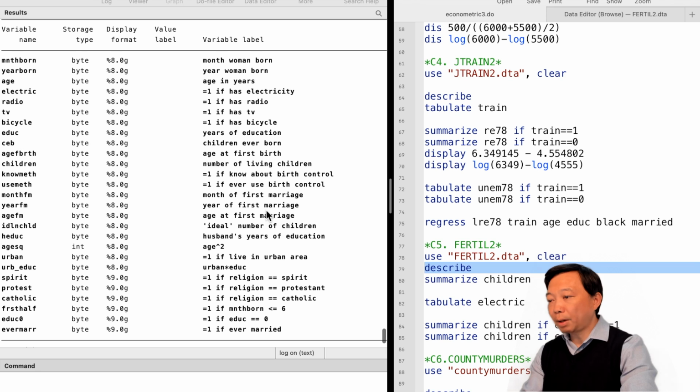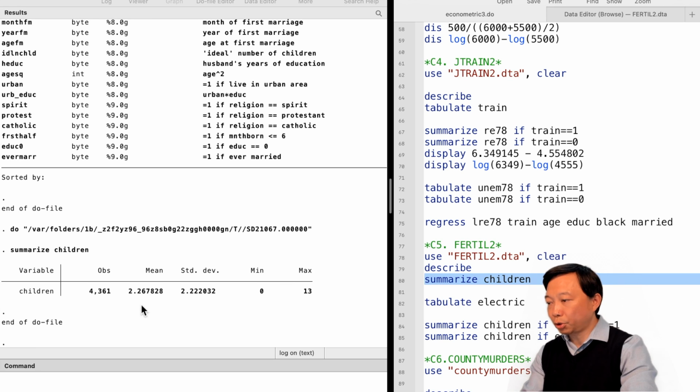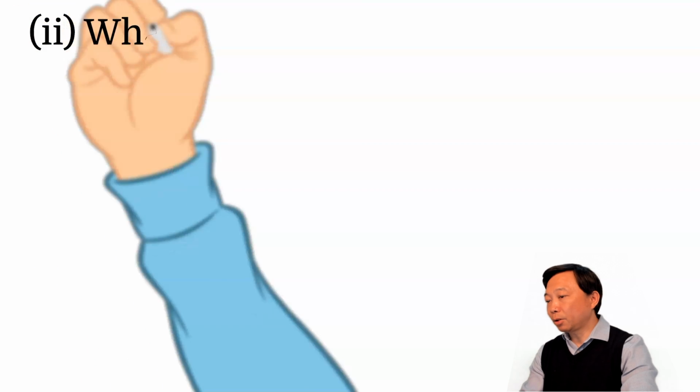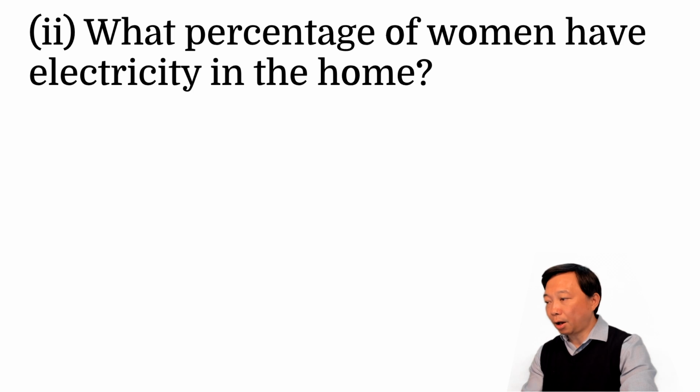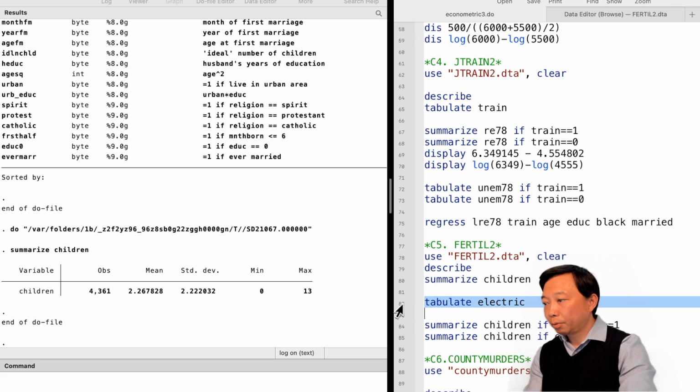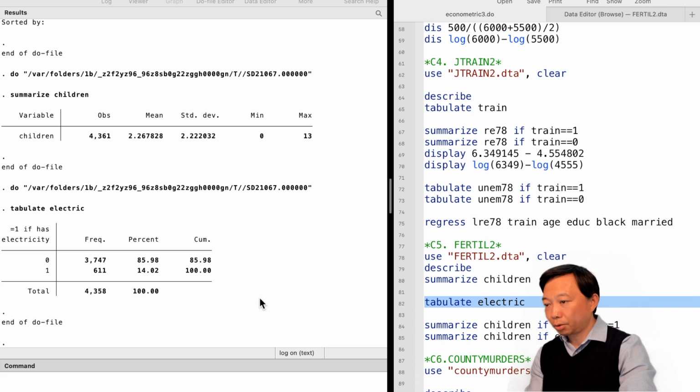Using the command summarize followed by the variable children, we find the smallest value of children is 0 and the largest value is 13. The average is 2.27. The second question: what percentage of women have electricity in the home? We apply the command tabulate to the binary variable electric. 14.02% of women have electricity in the home.